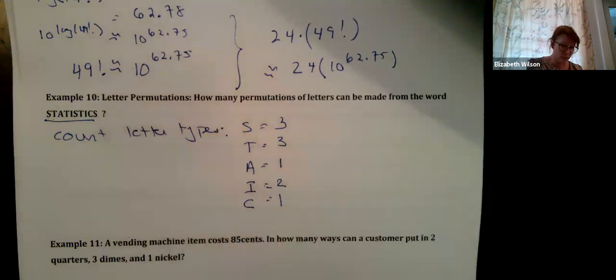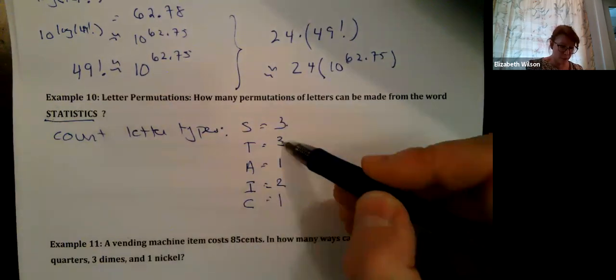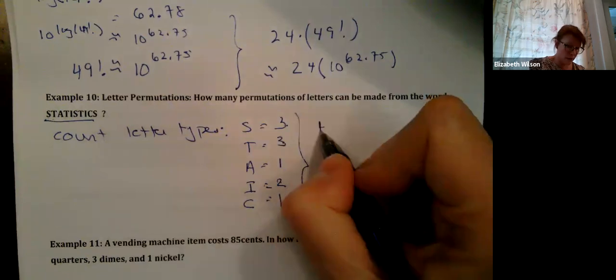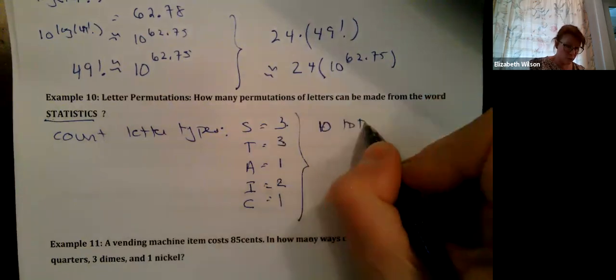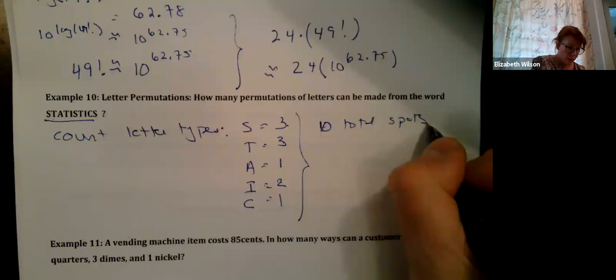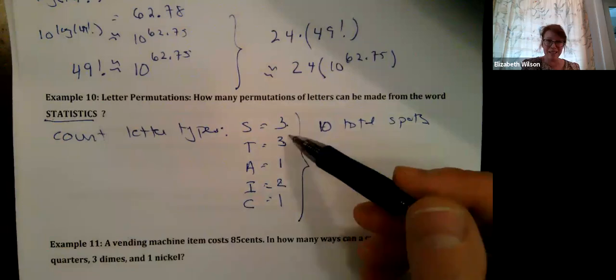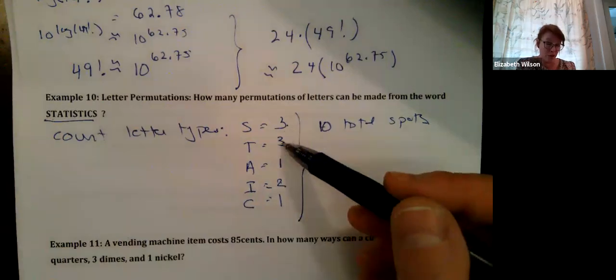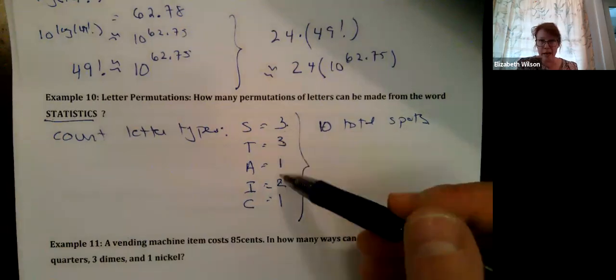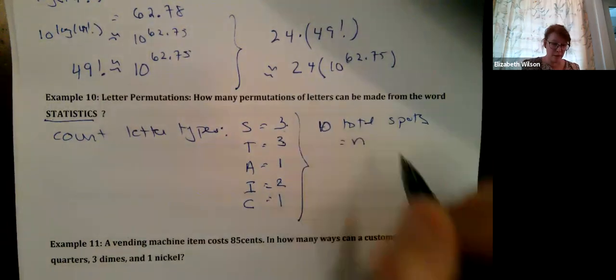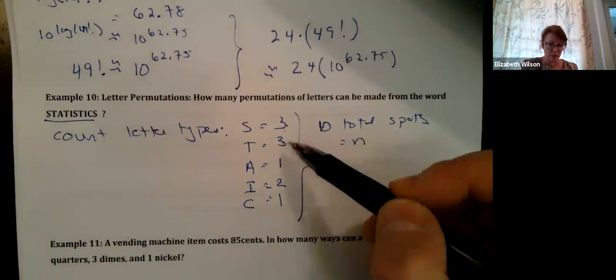Okay, so let's add these up. 3 plus 3 plus 1 plus 2 plus 1. This is going to give us 10 total spots. I have 10 letters in the word statistics. So these different types are my n1, n2, n3, n4, n5. These all should add up to the total number of spots that we have, so this is equal to our n.